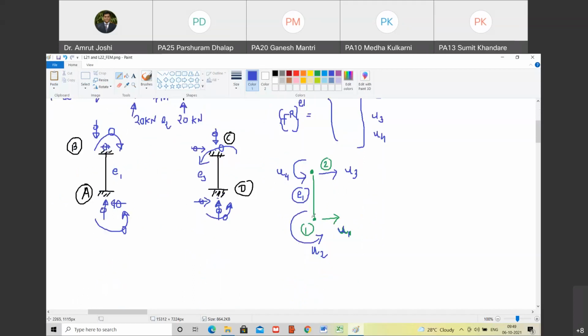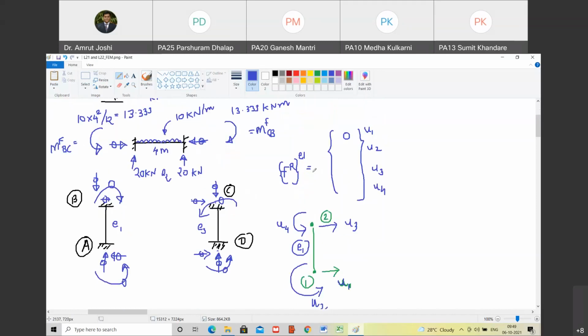U2 is rotation at 1. Rotation means I will have to look at the moment reaction. What is the moment reaction here? It is 0. So U1 is 0, U2 is 0. What can you say about U3? U3 is here, so I am going to look at the horizontal force reaction.